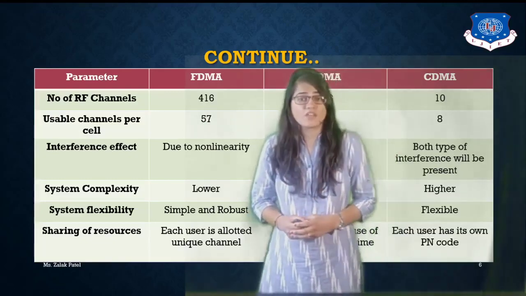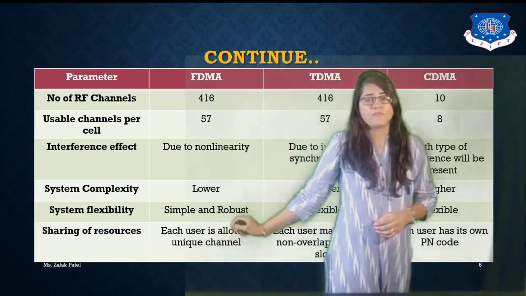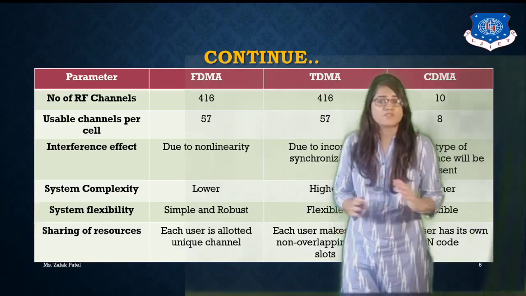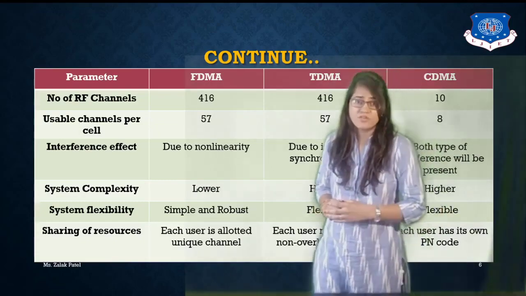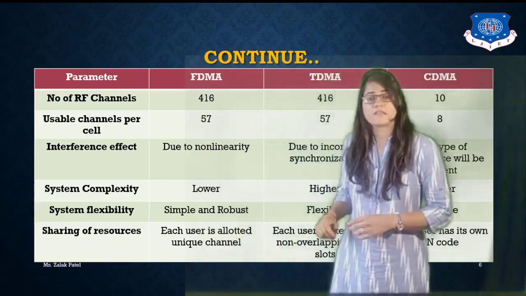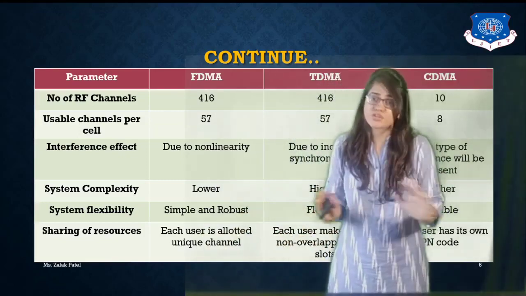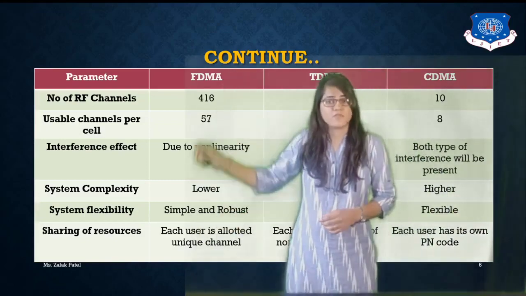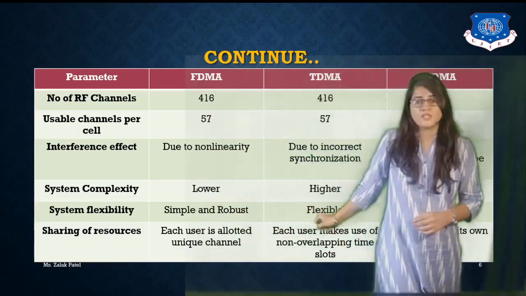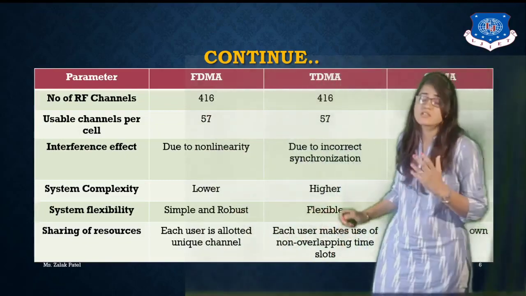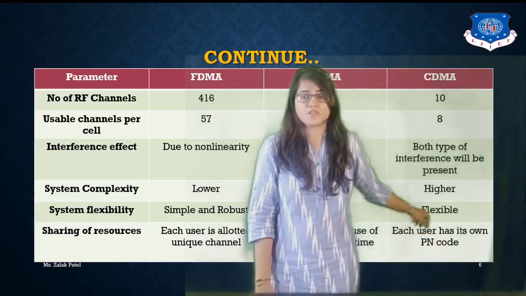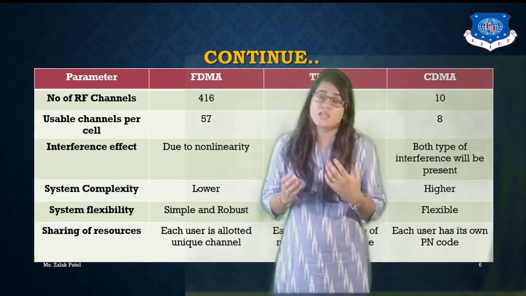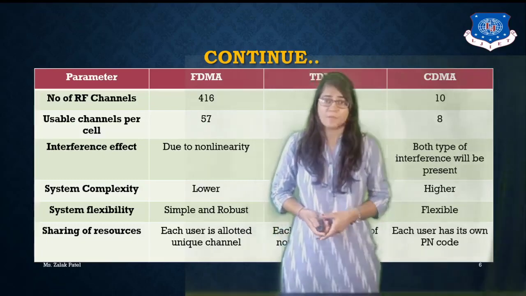If you want to talk about the sharing of resources, then in case of FDMA, each user uses an individual channel, and that's why there is no sharing present in frequency division multiple access. That's why we write here that each user is allocated a unique channel, meaning no sharing is possible, and resource wastage is the main limitation of the FDMA system. In case of TDMA, each user makes use of non-overlapping time slots, while in case of CDMA, each user has its own PN sequence. So sharing of resources is possible in case of TDMA as well as in case of CDMA.